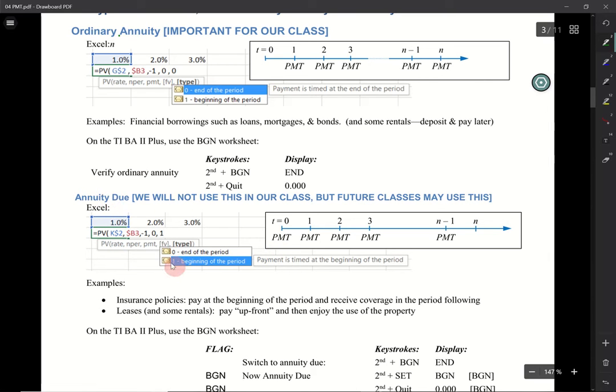And so for our class, we'll just keep it simple and deal with ordinary annuities. But I do want you to know that there is such a thing as annuity due, so that if you encounter that in a class, your mind doesn't say, "Oh, I don't know what an annuity due is." You actually do know what an annuity due is, and we'll punch through some examples. And if you have to compute the annuity due in Excel, then you just set this last value to 1.